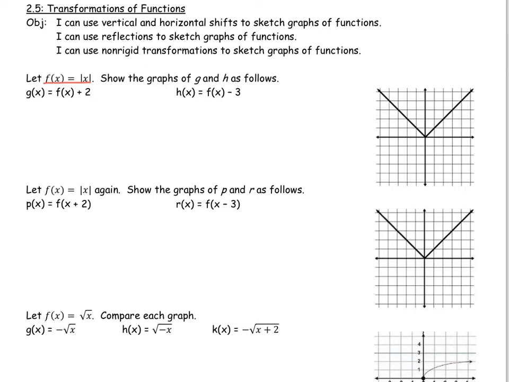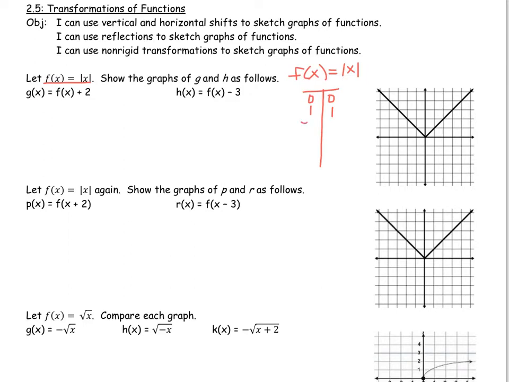So the parent function is already given to us over on the right. I'm going to write f of x equals the absolute value of x. To show how that graph happens, let's make a table. If I plug in 0, the absolute value of 0 is 0. If we plug in 1, the absolute value is 1.